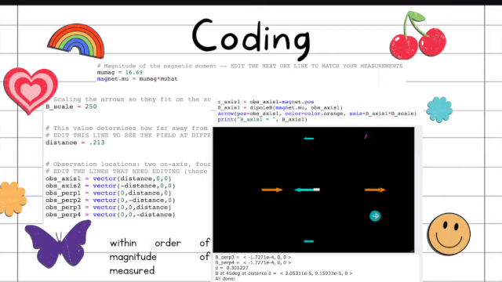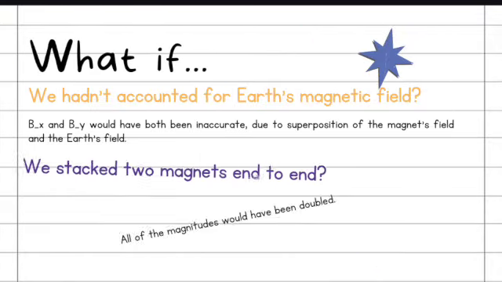We got that the magnitude of this magnetic field was within an order of magnitude of the one we measured using the magnetometer. So this was relatively accurate.